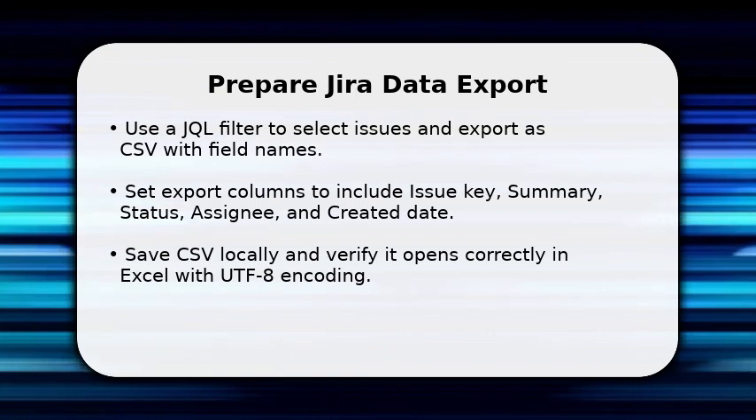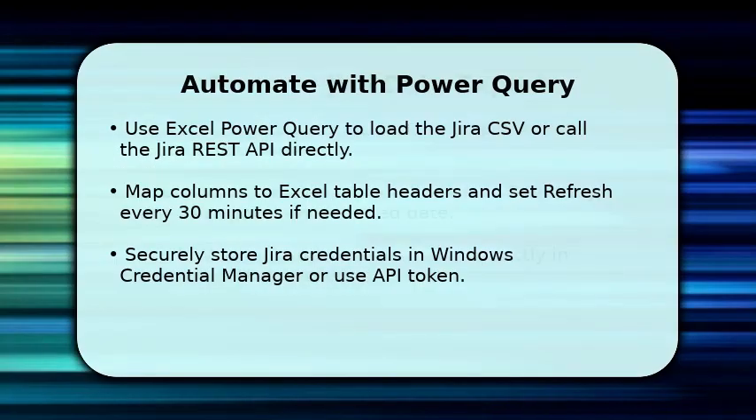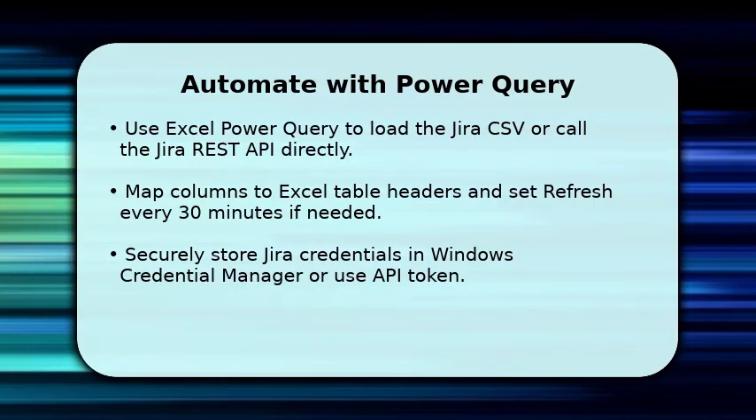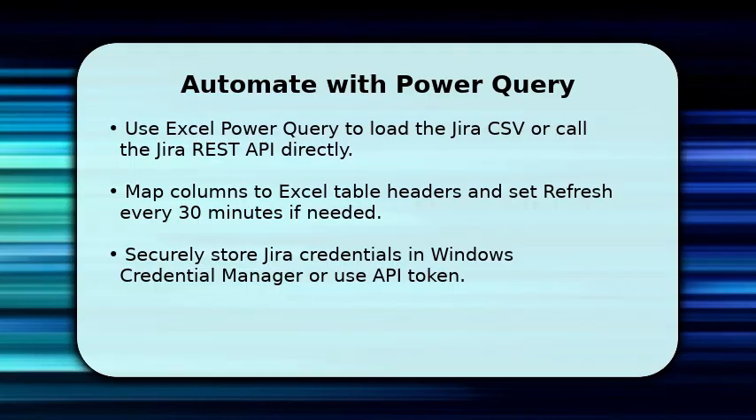Next, use Excel Power Query to automate importing Jira data from CSV or REST API. In Excel, choose Data, then Get Data, and select From File or From Web for API calls. If using the API, construct the URL with JQL and add fields equals key, summary, status, assignee, created.